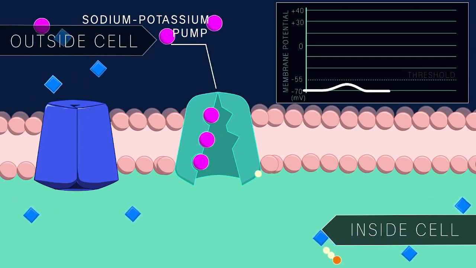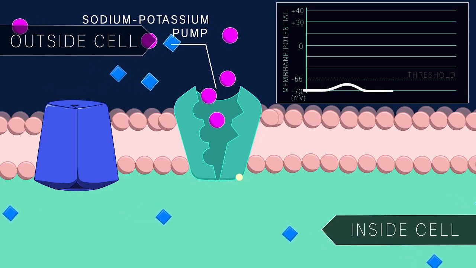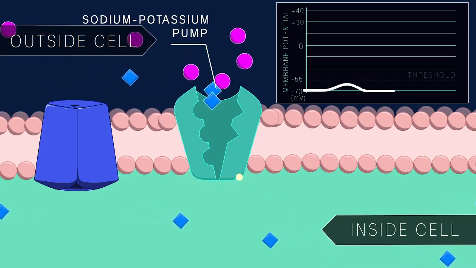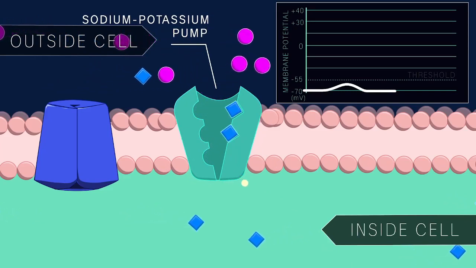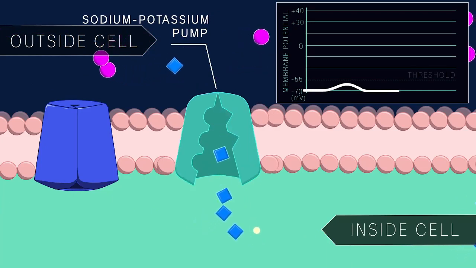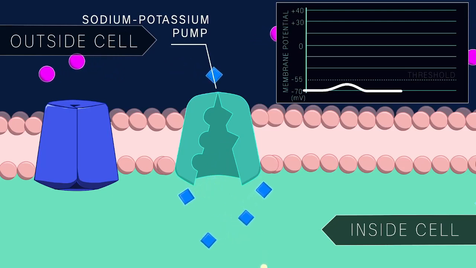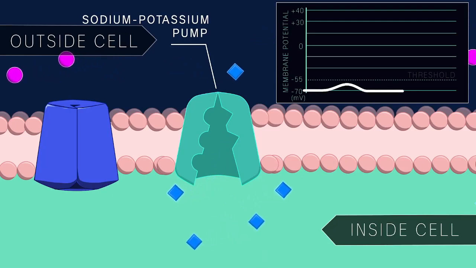Maintaining this ionic balance in neurons is so important that this process can account for 20 to 40% of the brain's total energy use. Only when the resting membrane potential and ion distributions are maintained at precise levels will the neuron be poised and ready to fire an action potential.